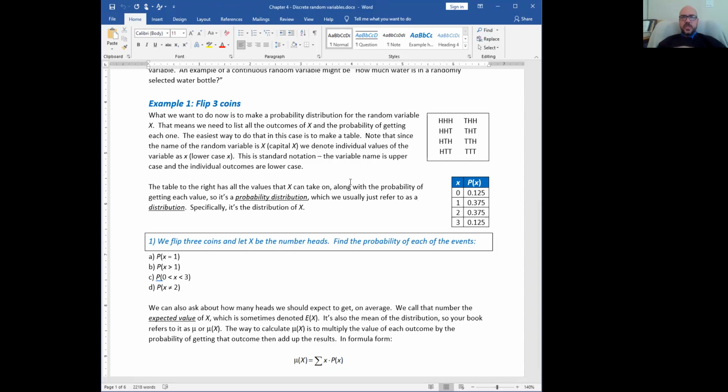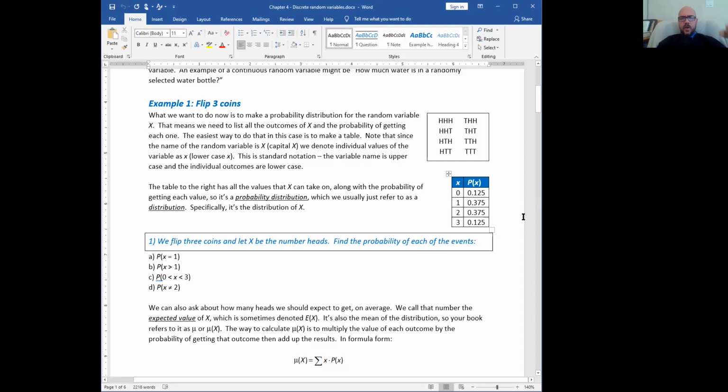A probability distribution is just a table or a graph that shows you all your possible outcomes and the probability of each outcome. Like I said, it comes in the form of a graph. We'll see those when we get to continuous distributions. You can also make them for discrete. We'll probably do a little bit of that too.